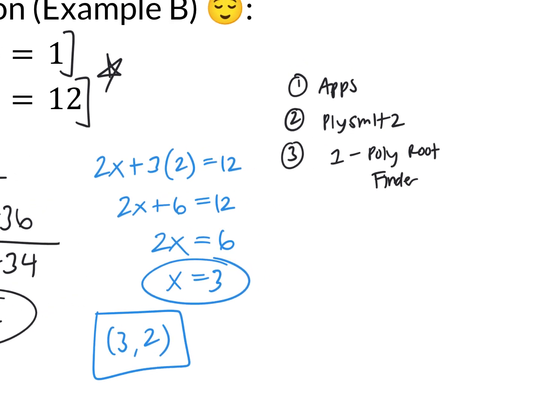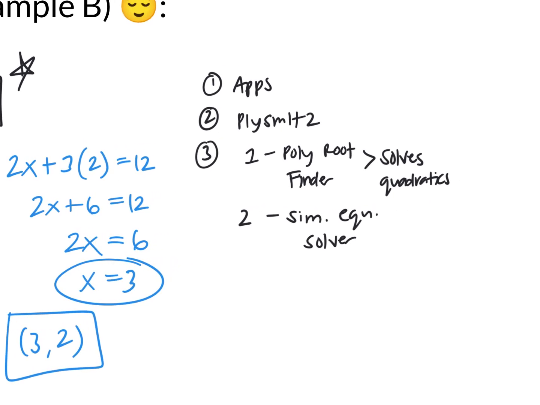That one tells us how to solve for what? If I plugged in an equation underneath the polyroot finder, that solves quadratics, right? So it solves quadratics. But what we want is option 2. It says simultaneous equation solver. This one, just as it sounds, solves equations. Okay, so we are selecting option 2.